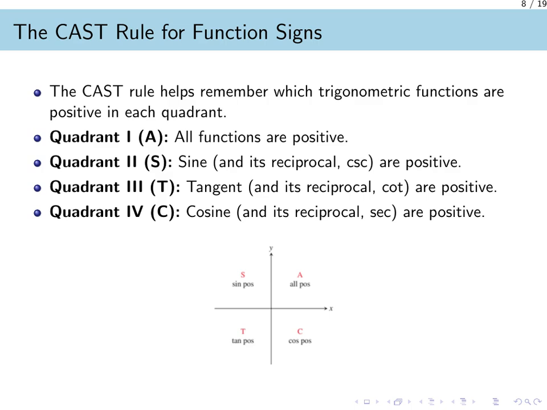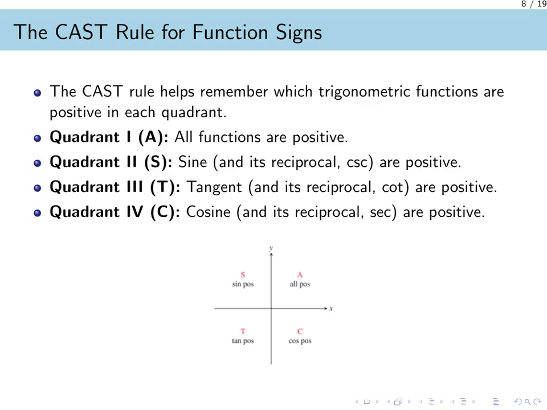To easily remember where the trigonometric functions are positive or negative, we use a helpful mnemonic called the CAST rule. This rule assigns a letter to each quadrant, reminding us which functions are positive there as we move counterclockwise from the x-axis. In quadrant 1, the letter A tells us that all functions are positive.